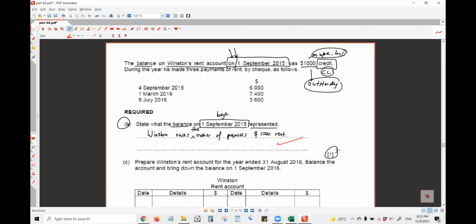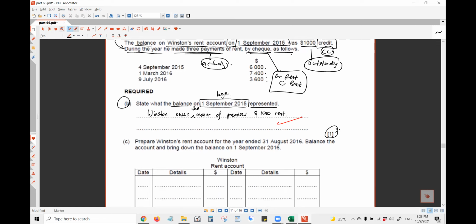Now, question C. Before we go to question C, we read the second sentence first. During the year, he made three payments. These are the amounts actually paid during the year by check as follows. By check, so double entries: credit bank, debit rent, credit bank, debit rent. So three amounts. That means you have made three payments on three respective dates.